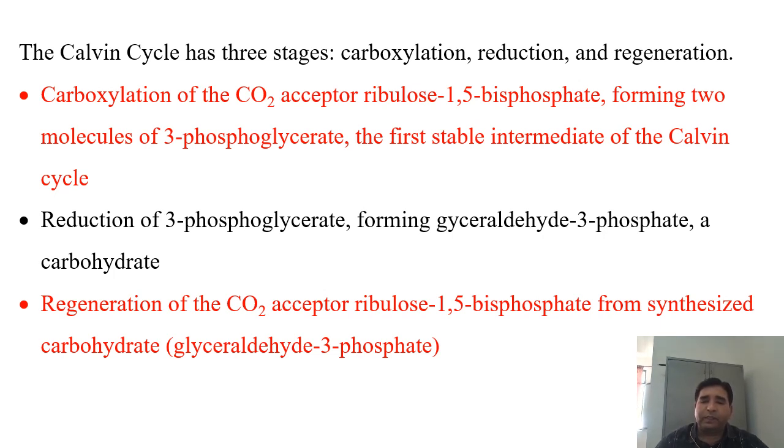In this way, we can see that some molecules of glyceraldehyde 3-phosphate are used for making carbohydrates, which we call food for plants, and the rest of the molecules are recycled for regenerating the CO2 acceptor, that is ribulose 1,5-bisphosphate.